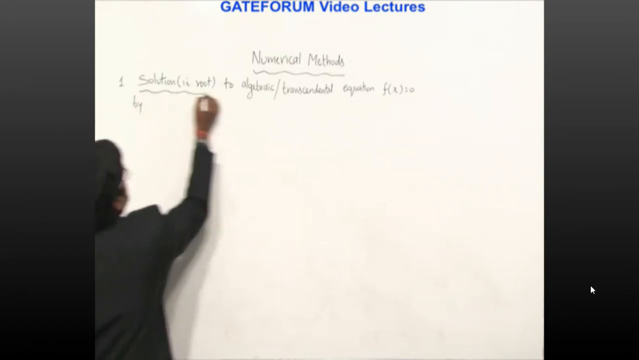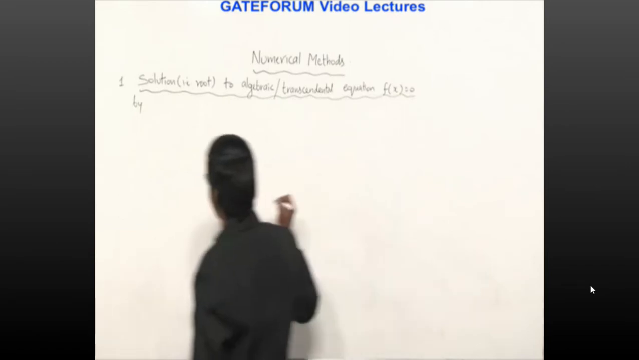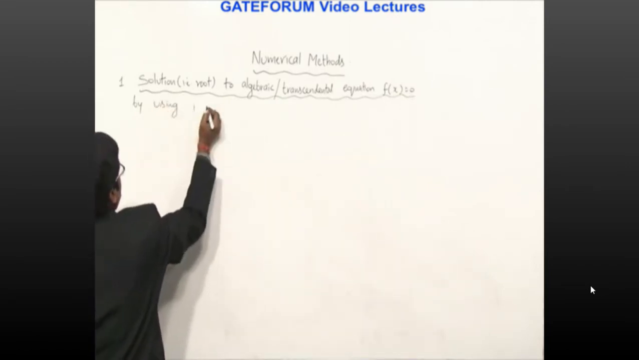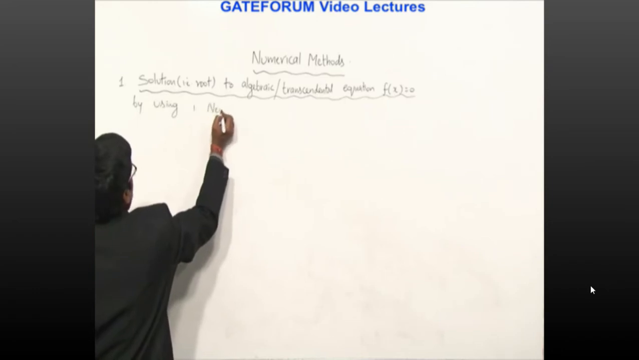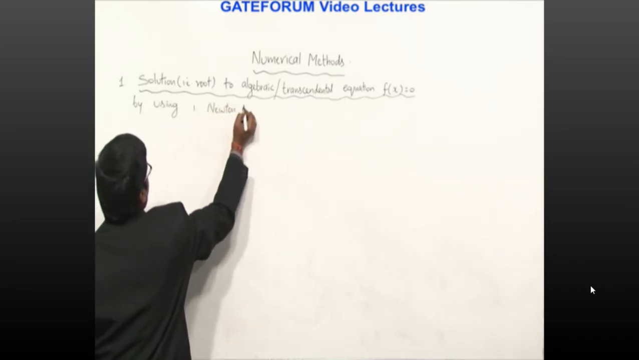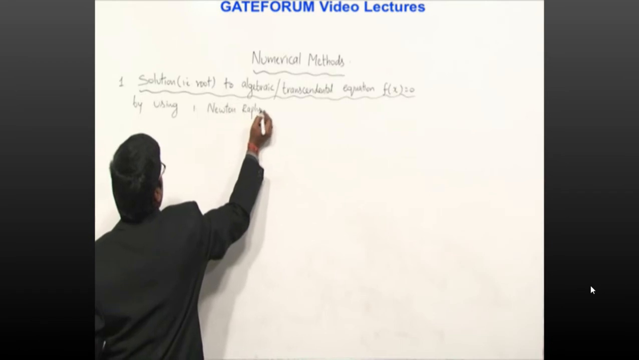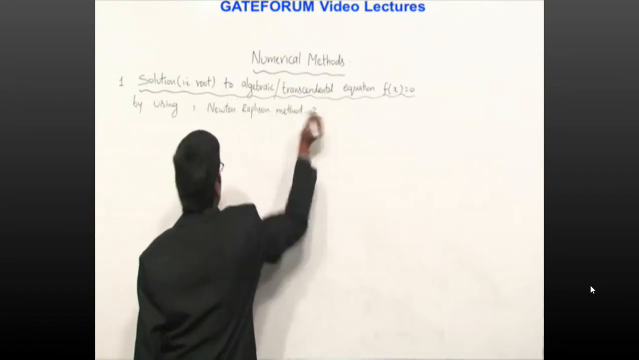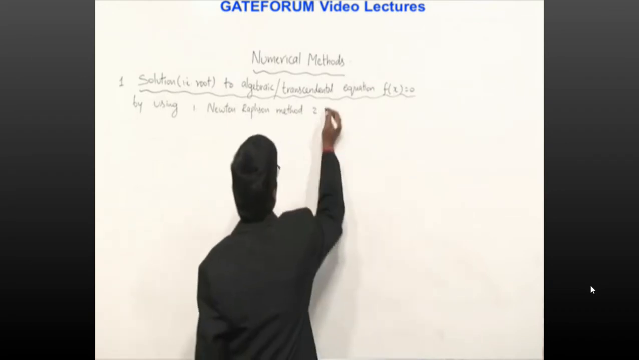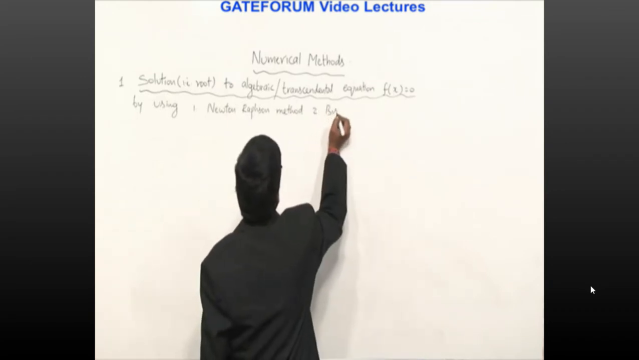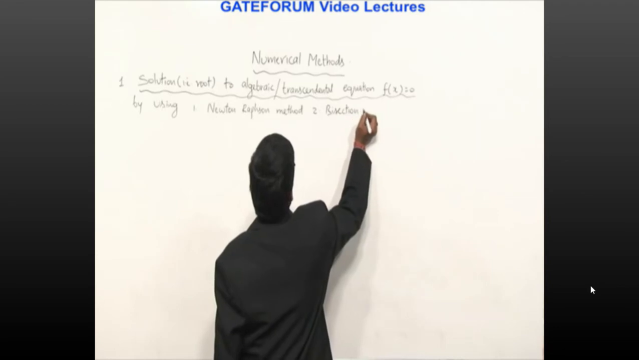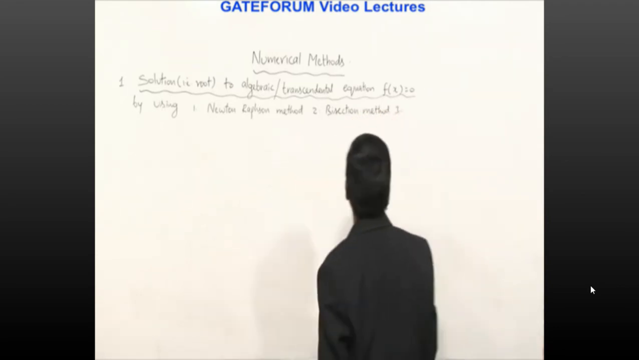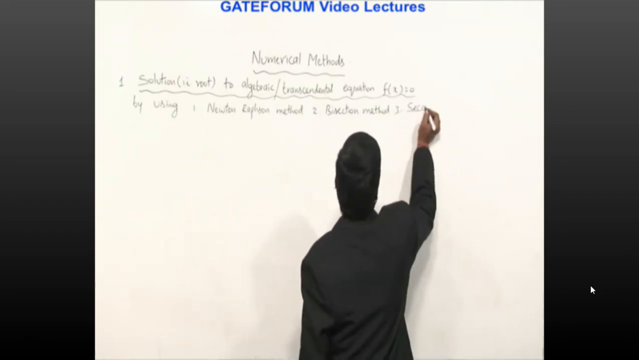By using, this is the first subtopic. The first method, Newton-Raphson method. The second method is bisection method. And the third, secant method.